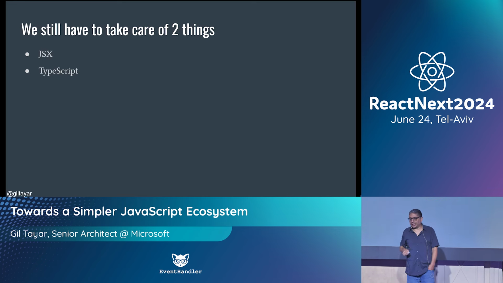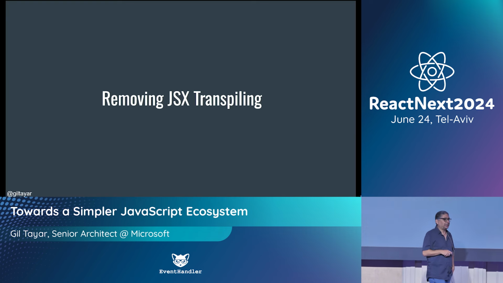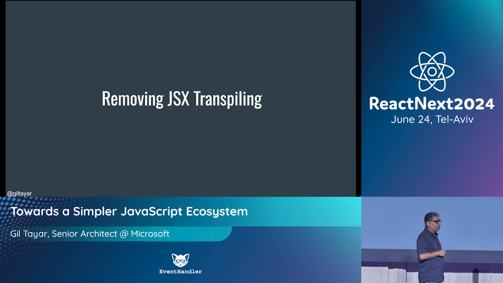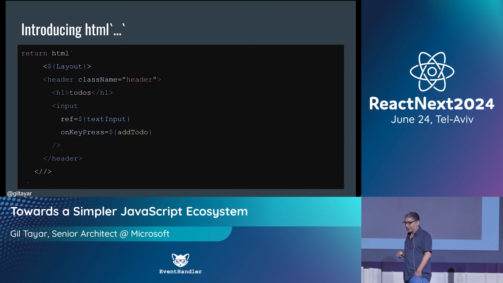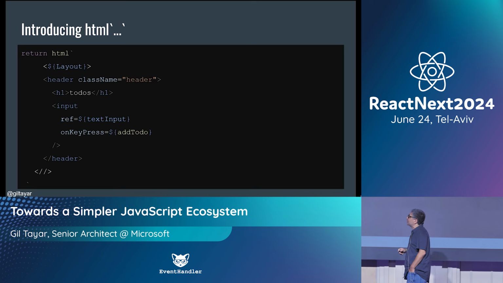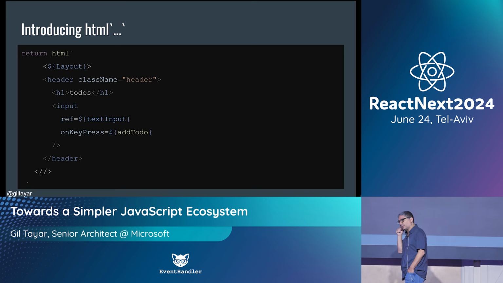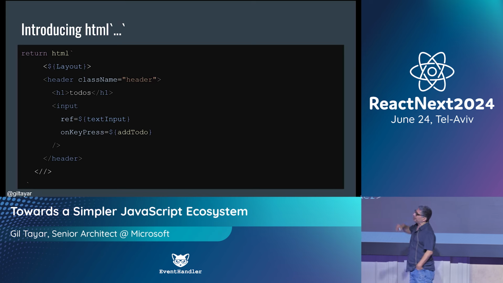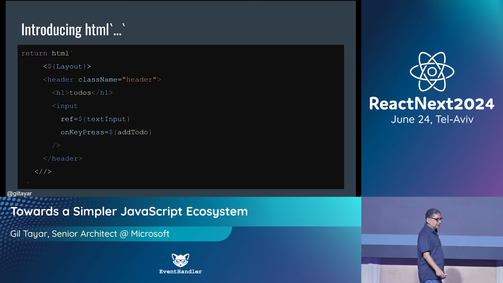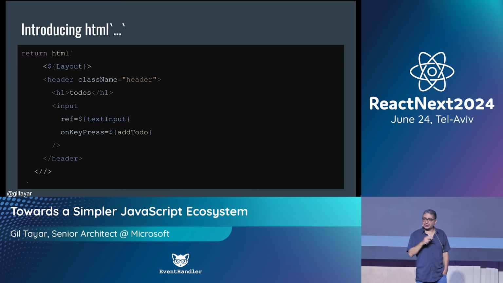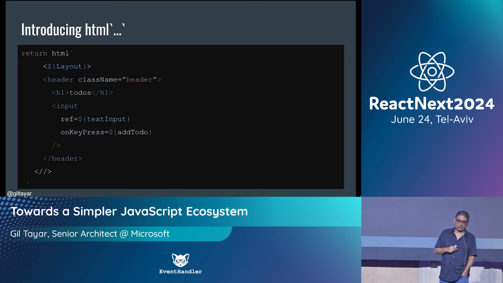We still have to take care of JSX and TypeScript. So let's start with JSX. How do we remove JSX transpiling? Okay, so there's a package called HTM. It's a wonderful, wonderful package, and it really works. You do HTML, backticks, and then you put your JSX inside it. It supports syntax coloring. It could support types. It doesn't. Ouch. As I said, it's a vision. Don't use this at home, please.